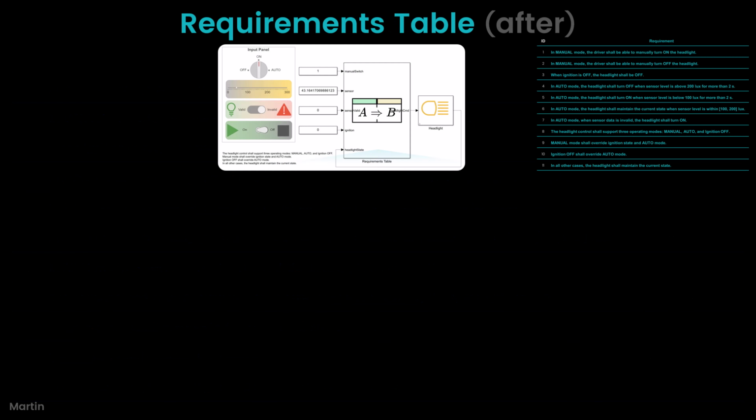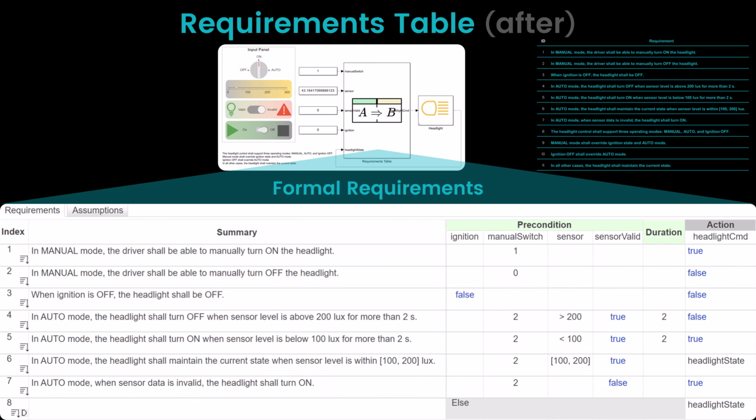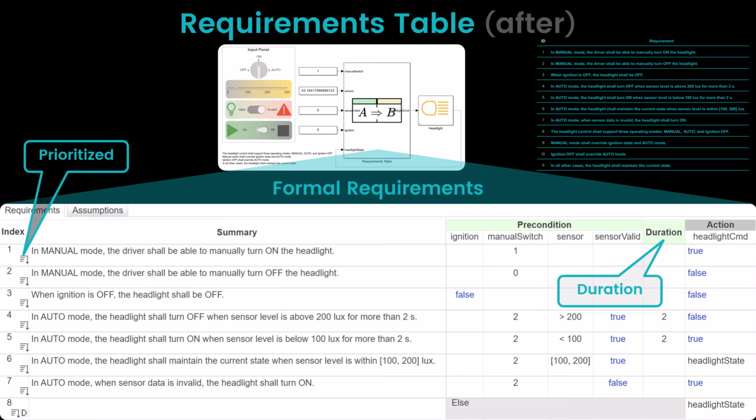Here is the refined requirements table. Please note two key changes. The symbols in the index column confirm that the requirements are prioritized sequentially by their index order. We have also introduced a duration column to implement hysteresis, which is necessary to prevent undesirable flickering behavior.